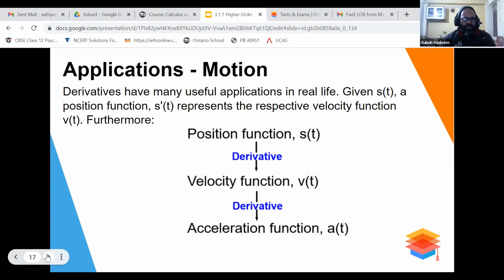Derivatives have many useful applications in real life. Given s(t), a position function, s'(t) represents the respective velocity function. Position function s(t) when differentiated gives you velocity function v(t), and velocity when differentiated gives you acceleration. So the rate of change of position is velocity and the rate of change of velocity is acceleration. Sometimes it is said this bike or this car has a very good pickup. Pickup means acceleration, the rate of change of velocity.